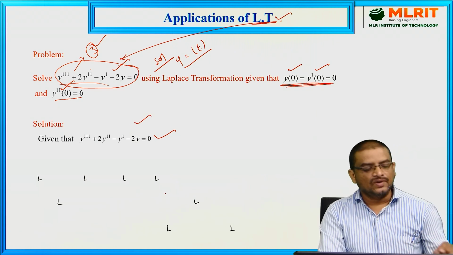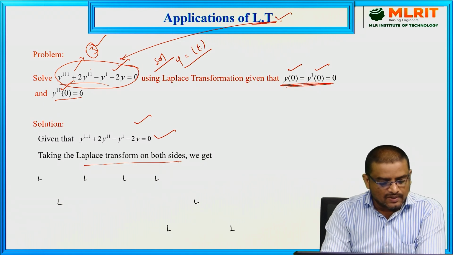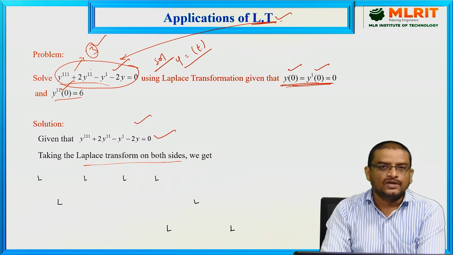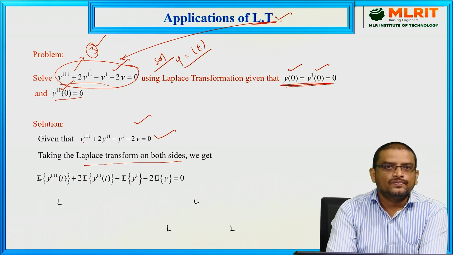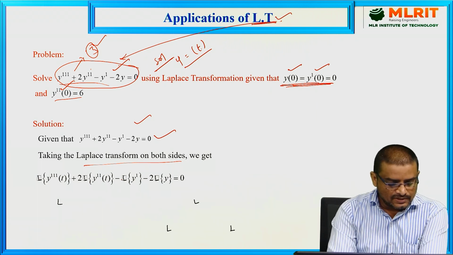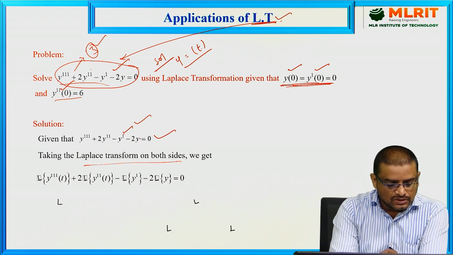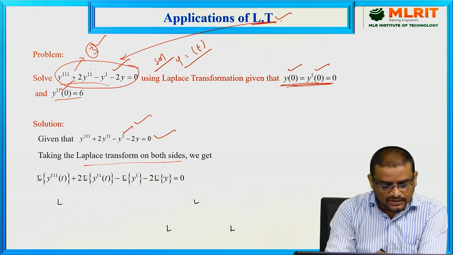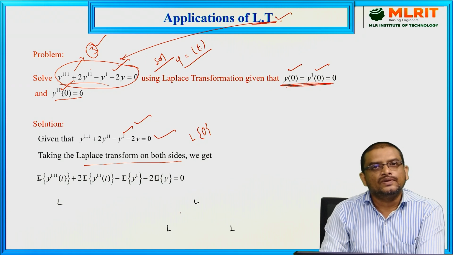Next step, we have to apply the Laplace transform. Take the Laplace transform on both sides of this given differential equation. We get Laplace transform of the first term plus 2 into Laplace transform of the second term minus Laplace transform of the third term minus 2 into Laplace transform of the last term is equal to 0. Why are we taking 0 here? Because the Laplace transform of 0 is always 0.